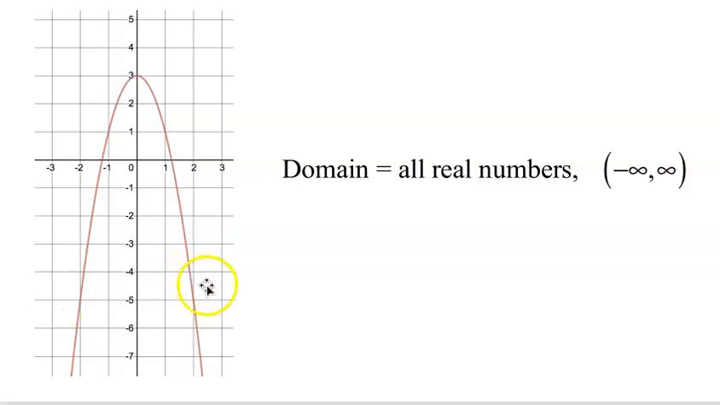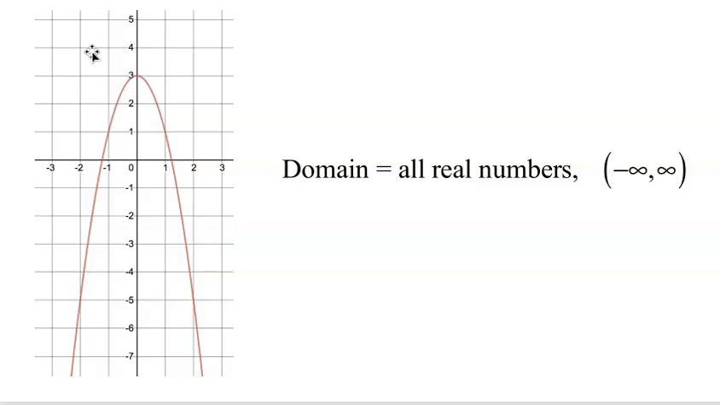Range, y values. Negative 5 is on the graph twice. Negative 4 is on the graph twice. Negative 3 twice. Negative 2 twice. Negative 1 twice. 0 twice. 1 twice. 2 twice. 3 is on the graph only once. 4, the y value of 4 is not on the graph. So 4 is not in the range. 4 is not a possible output. 4 is not a possible y value.